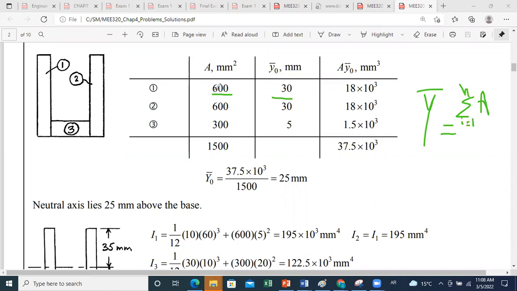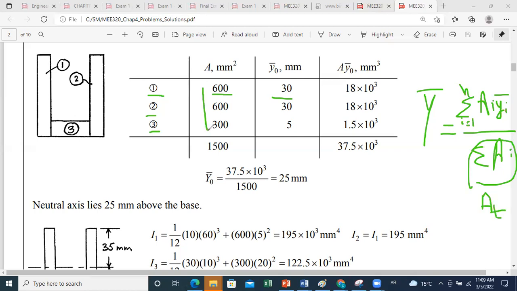N is the number of areas I divided my total surface with. Sum of AI Y bar over total area, over sum of AI. Sum of AI is the total area of my surface, A total. So as you can see here, in this table, when you sum the elements of this column, you get the total area.